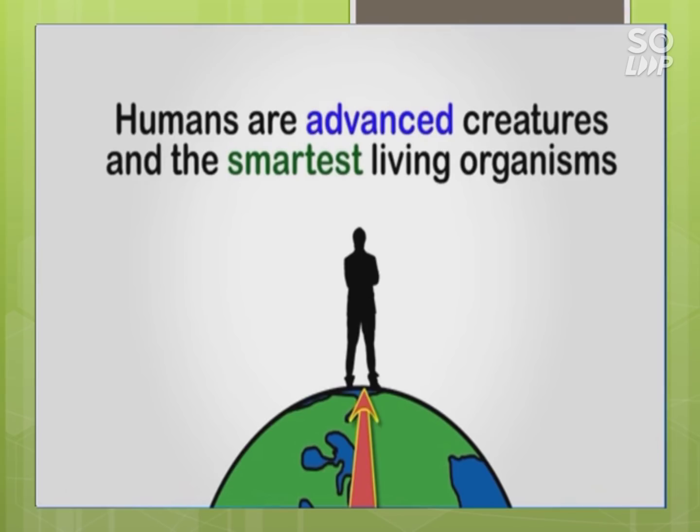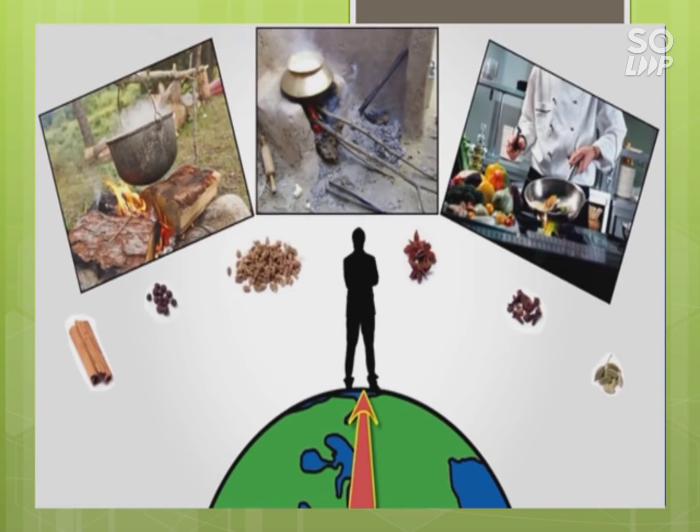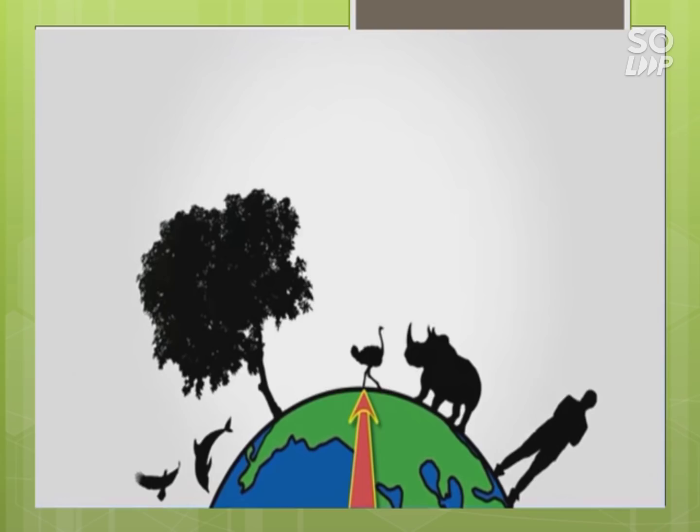We humans are advanced creatures and the smartest living organisms on this planet. For our convenience and better taste, we cook our food and we use many spices and ingredients to satisfy our taste buds. But have you really wondered what about other living creatures? Do they cook their food too?